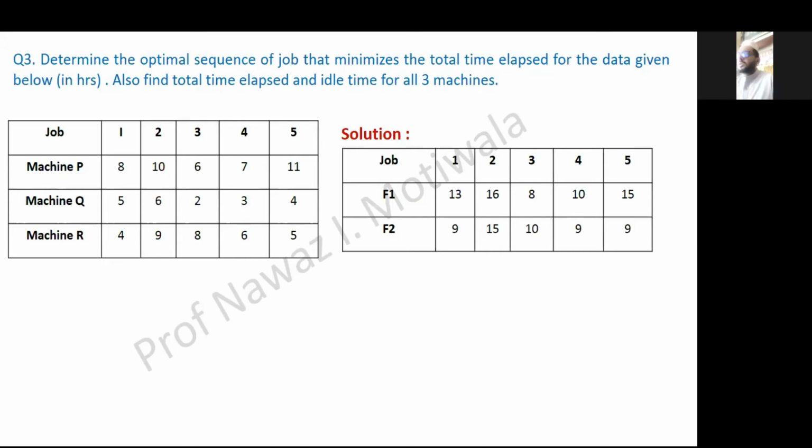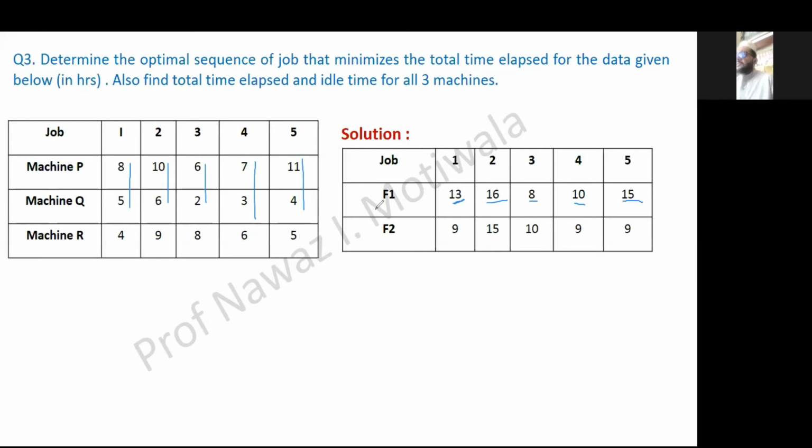I have created 2 dummy machines, that is F1 and F2. For the first job, when I made the machine F1, I have added the times of machine P and Q. So you can see 8 plus 5 gives me 13, which is written here. Then next, 10 plus 6 will give me 16. Then similarly 6 plus 2, 8, 7 plus 3, 10, and 11 plus 4 I will get answer as 15. So this is my imaginary machine F1.